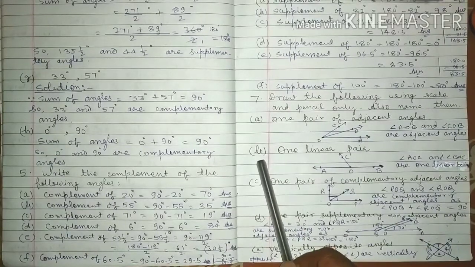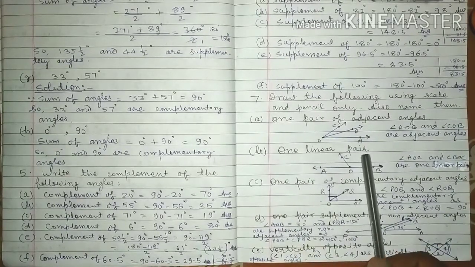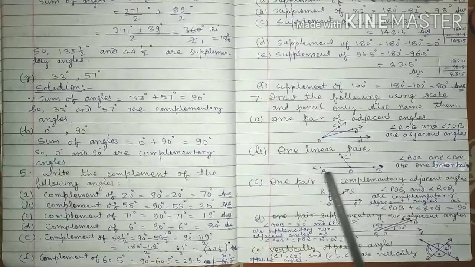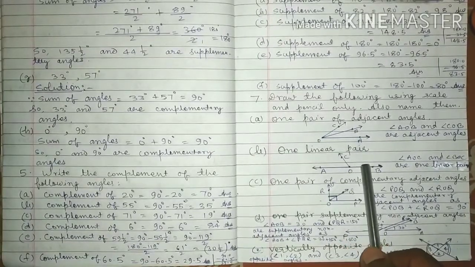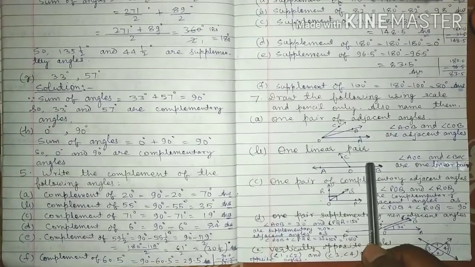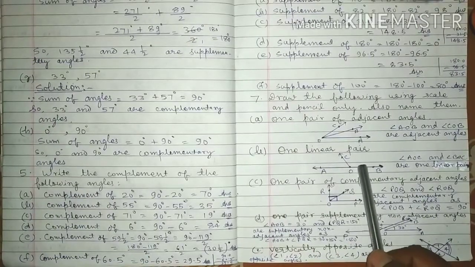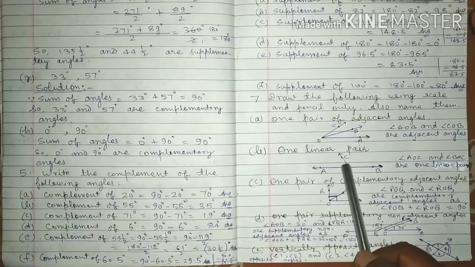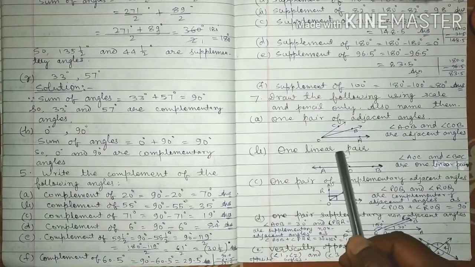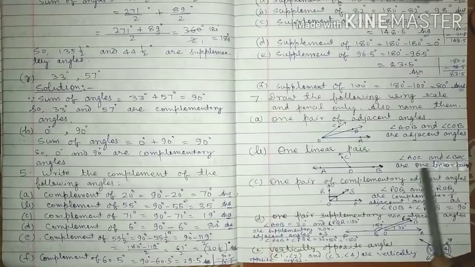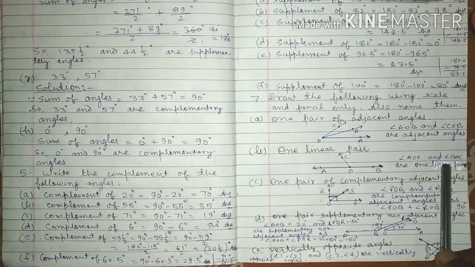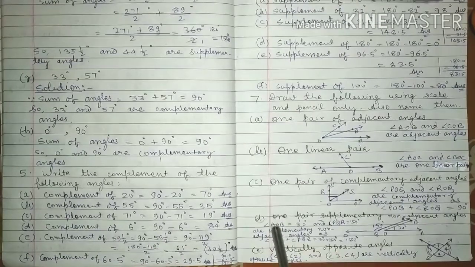Now question number B. One linear pair. Here we draw angle AOC and angle BOC such that angle AOC plus angle BOC form 180 degrees, that is one straight angle. And now O is the common vertex and OC is the common arm. So angle AOC and angle BOC are one linear pair. This is the answer of question number B.